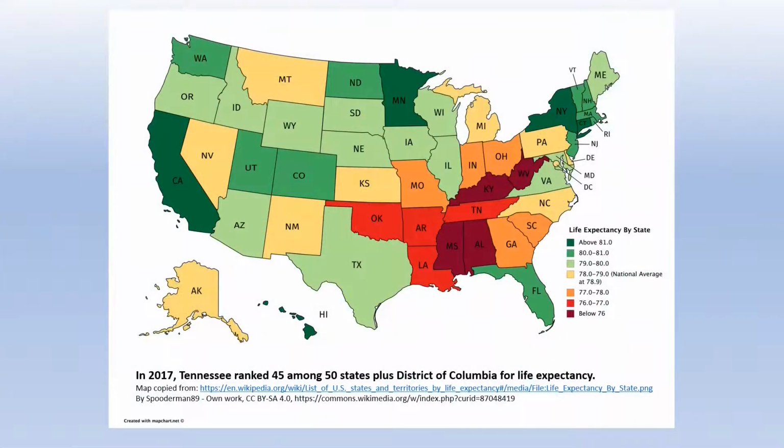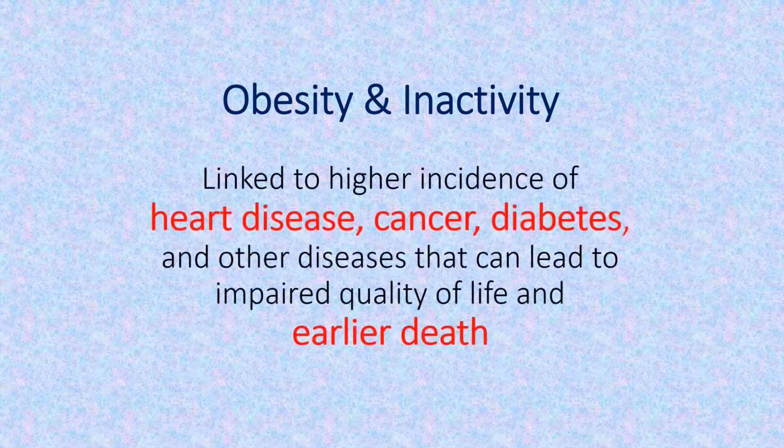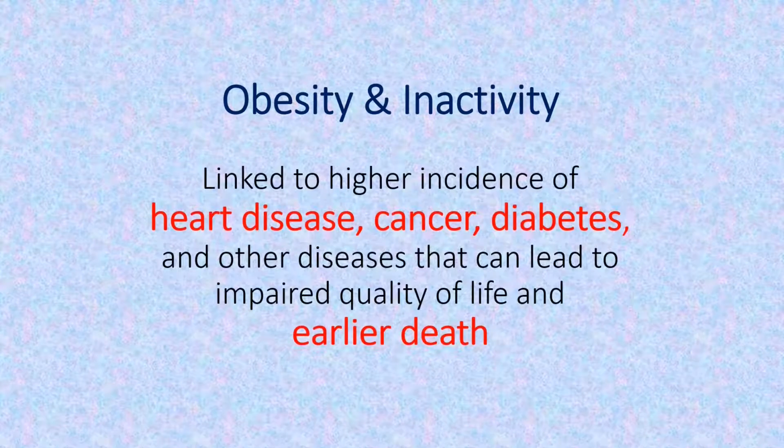This may be especially true for Tennessee. Tennessee and many other southern states fall below the national average for life expectancy. Tennessee ranks down 45 out of 50 states. Reduced life expectancy is related to incidence of obesity and inactivity. Obesity and inactivity are linked to higher incidence of serious diseases, often associated with a cluster of conditions termed metabolic syndrome, that can lead to earlier deaths and thus lower life expectancy.